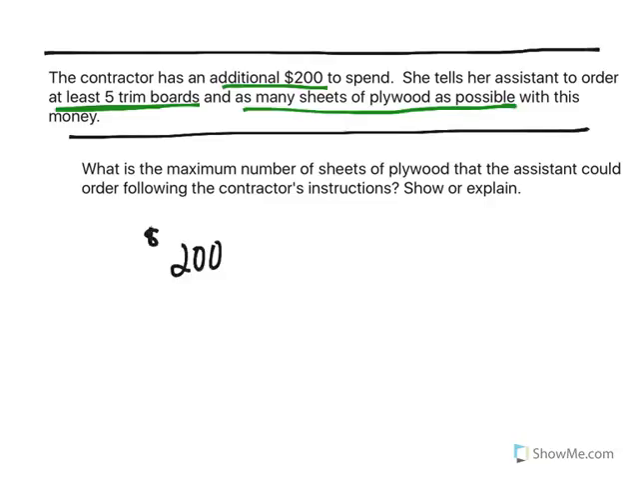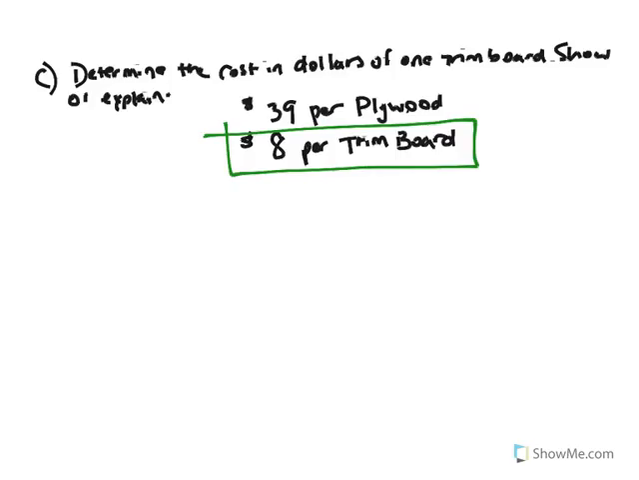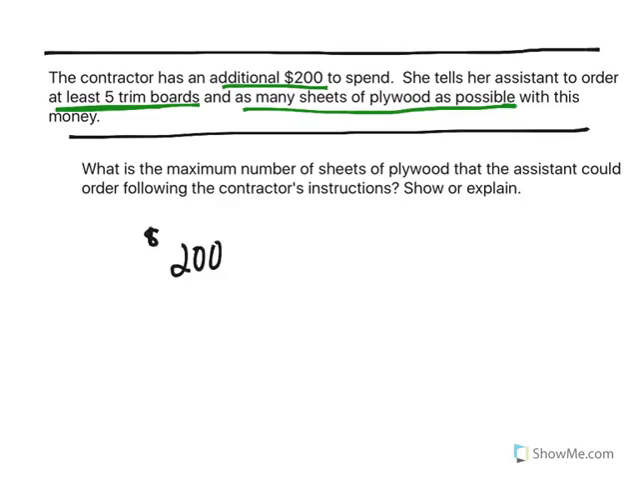All right, so the contractor has $200 to spend. So the total cost of everything can't exceed $200, so I'm going to put it on the left of the equation. And then minus, we need to get 5 trim boards. How much does a trim board cost? Trim boards are $8 a piece. So I have 8 times 5 gives me 40. So I need to spend at least $40 on trim boards.